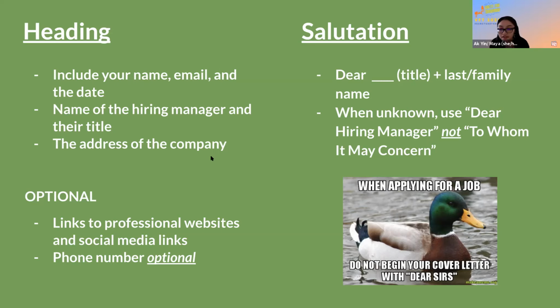So yeah. And then this slide says, when applying for a job, do not begin your cover letters with dear sirs. We're not trying to assume pronouns, and we're not also trying to assume who they are. So yeah, try to figure out their name. If not, put dear hiring manager.